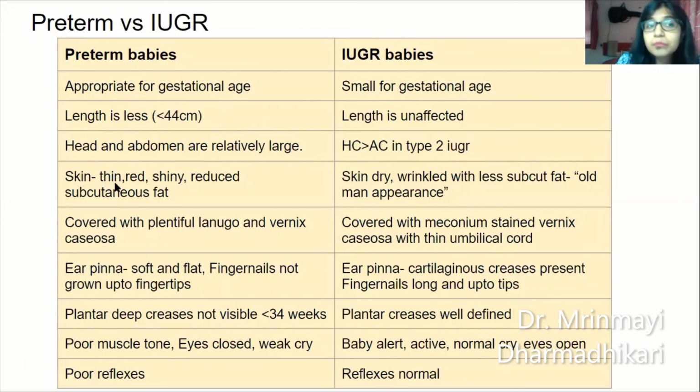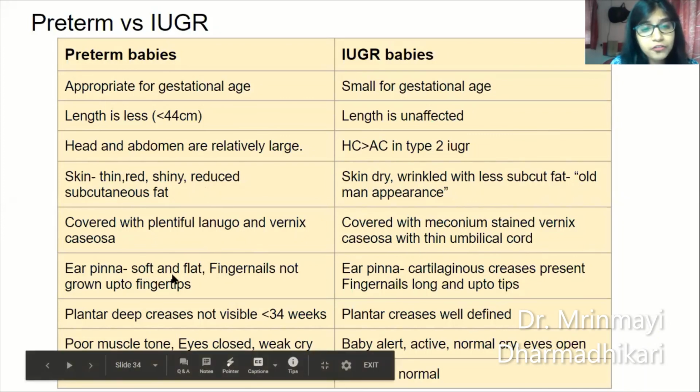Now the skin in preterm babies is thin, red, shiny, reduced subcutaneous fat. In IUGR babies, it is dry, wrinkled skin, less subcutaneous fat, giving a typical old man appearance. Preterm babies are generally covered with plentiful lanugo and vernix caseosa, whereas IUGR babies are covered with meconium, especially if they have been subjected to intrapartum distress, and meconium stained vernix caseosa with a very thin, fragile umbilical cord.